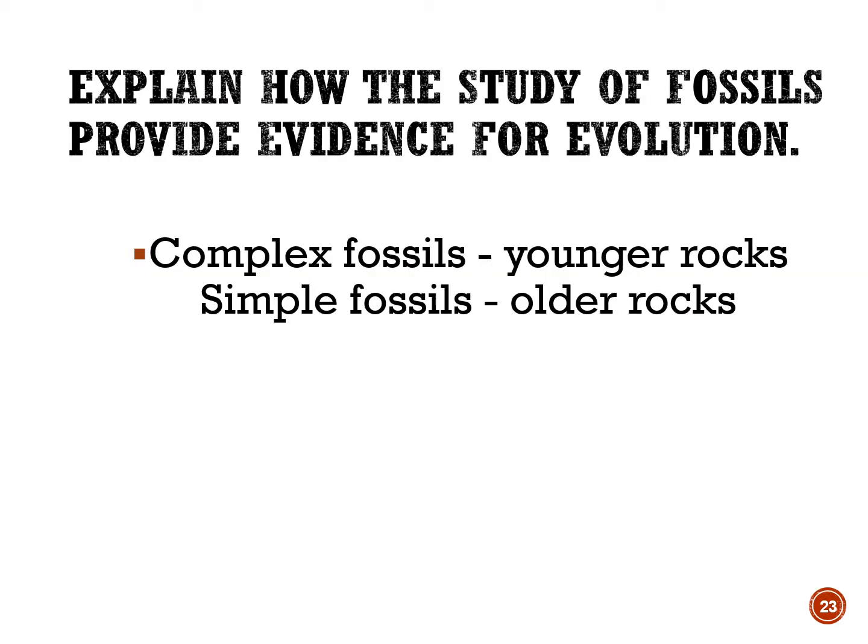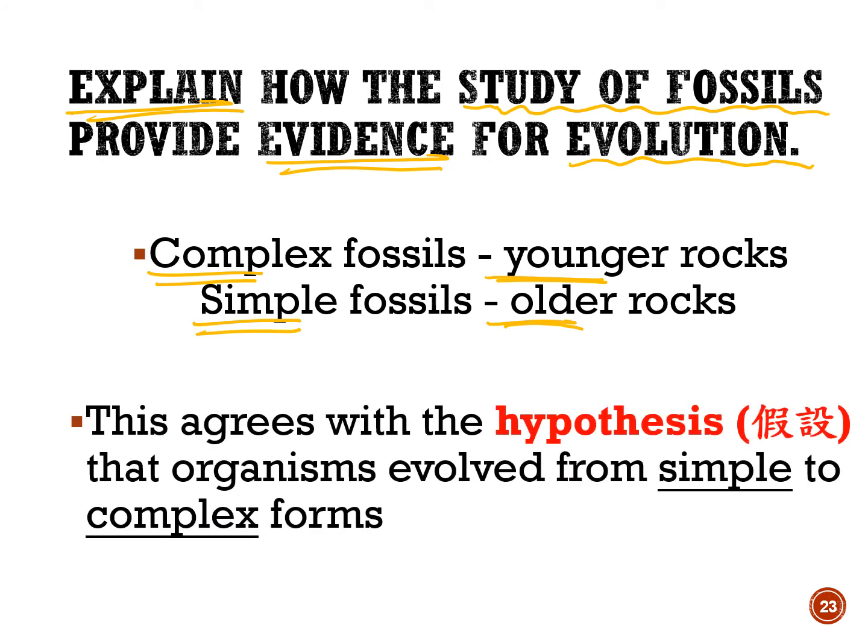Same question again. Explain how the study of fossils provides evidence for evolution. Given that the complex fossils can be found in the younger rocks, while the simple fossils, such as the prokaryotes, single-cell fossils, are found in the old rocks at the bottom. So the conclusion is this agrees with the hypothesis, 假設, that the organisms evolved from simple to complex form.